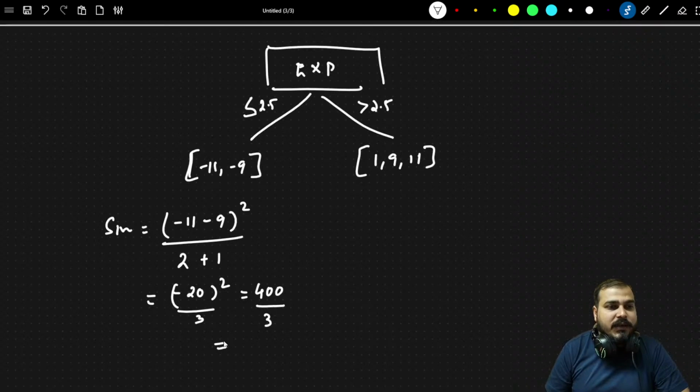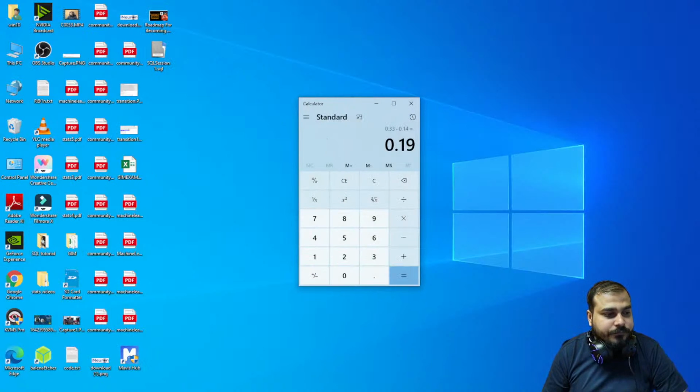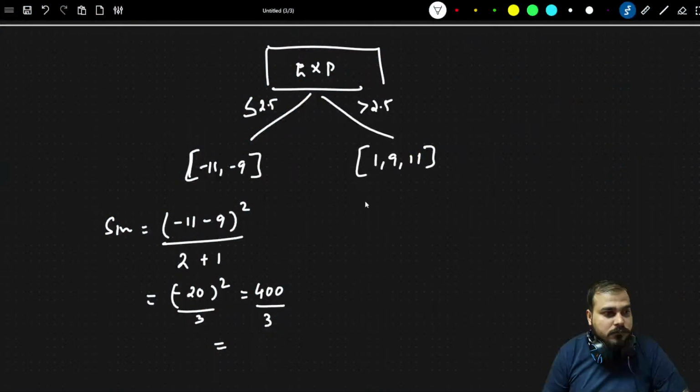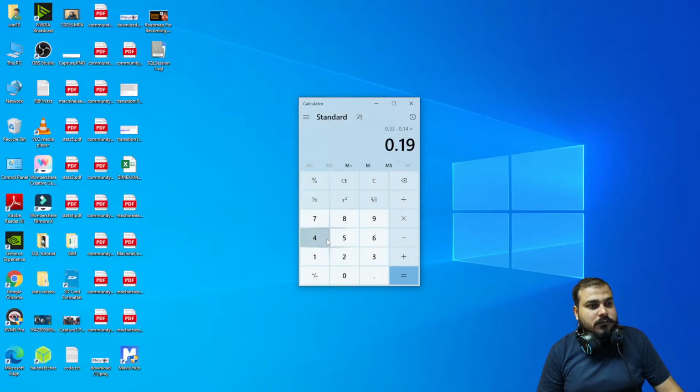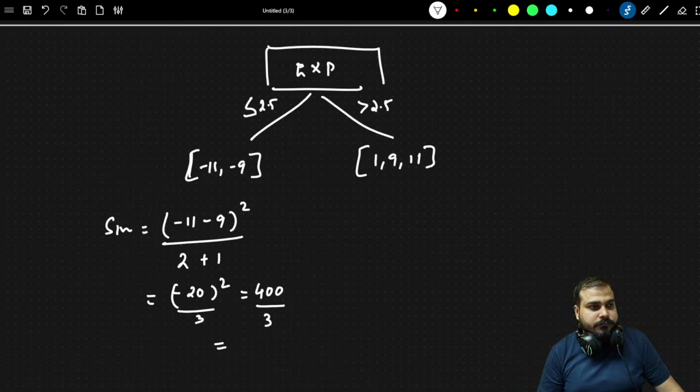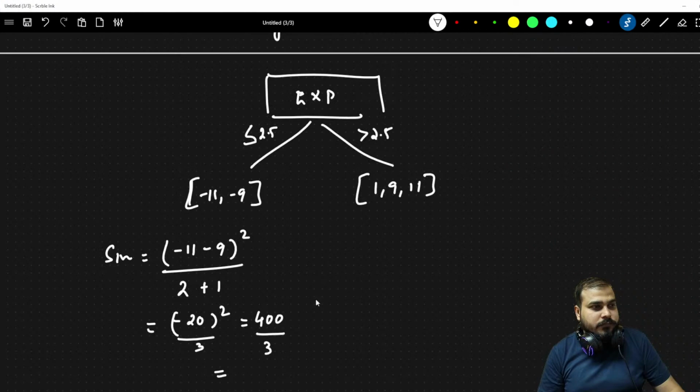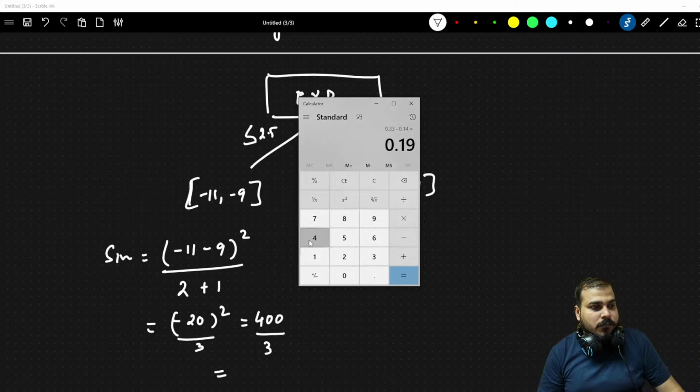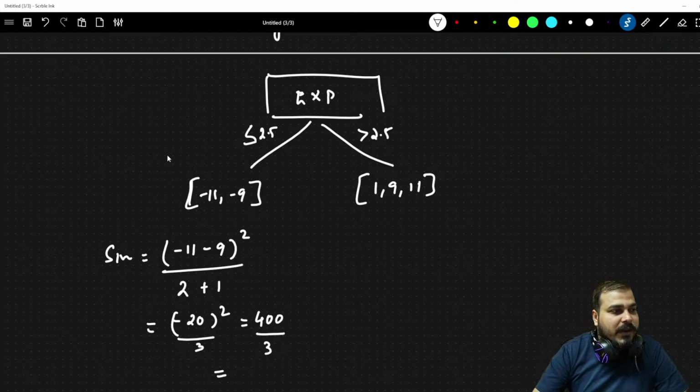So if I go and use a calculator and show it to you, 400 divided by 3 is 133.33. So the similarity weight for this is 133.33. Similarly, I can go ahead and compute for this.